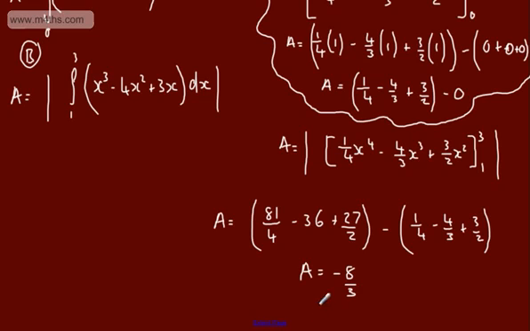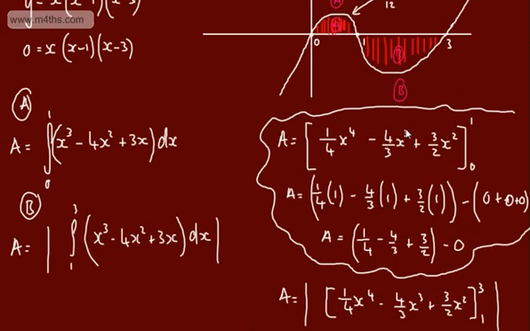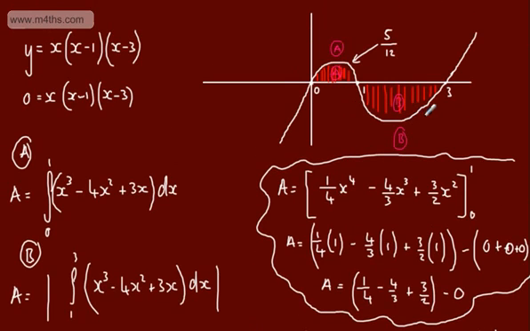Therefore we need the modulus. The modulus of minus 8/3 is 8/3. It's just the absolute value. So all I'm going to do is put this in, that this is going to be 8/3. So this area right now is 8/3. So I just need to add the two together.